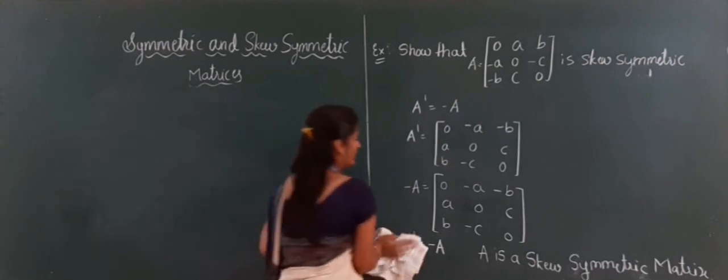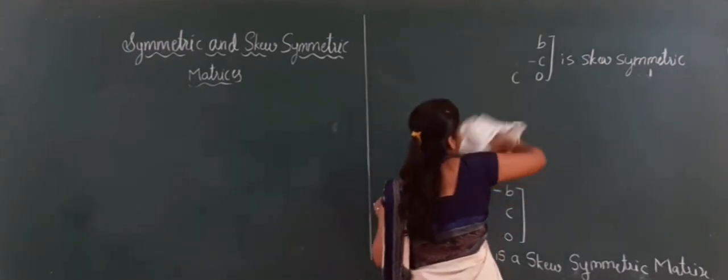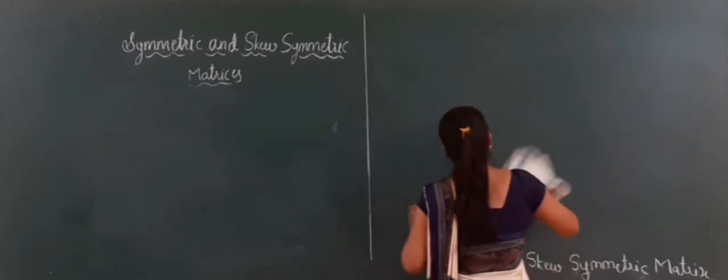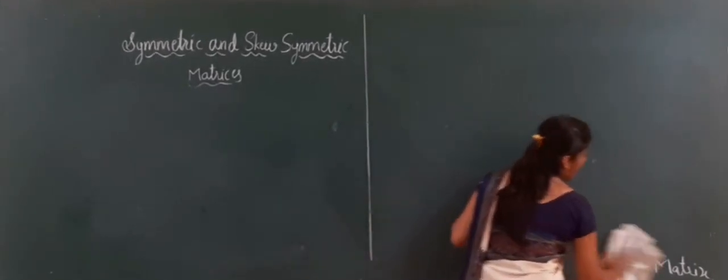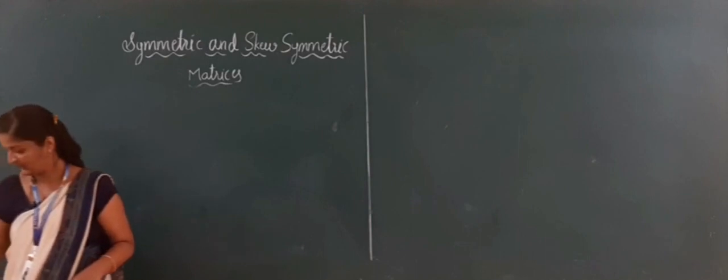Like this, if they tell you to prove or show that a matrix is symmetric or skew symmetric, you have to prove that A dash is equal to A for the symmetric, and A dash is equal to minus A for the skew symmetric matrix. Next.